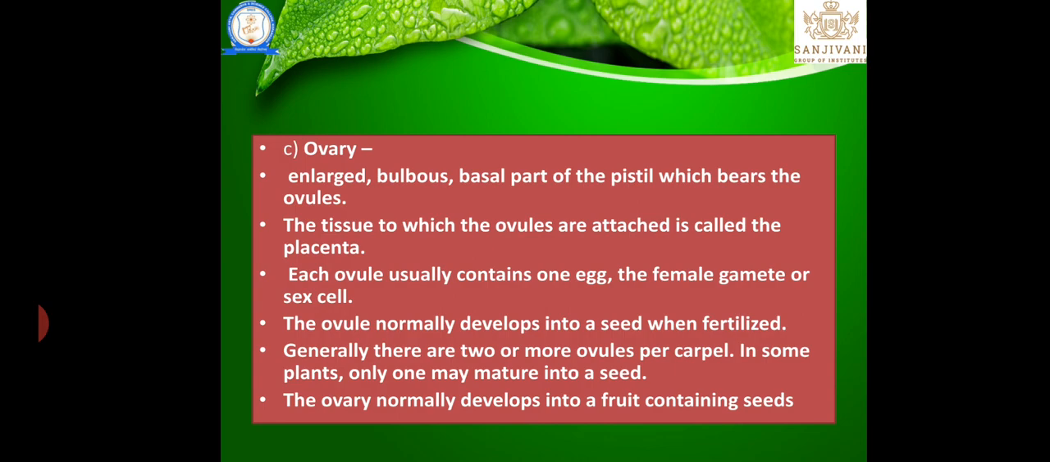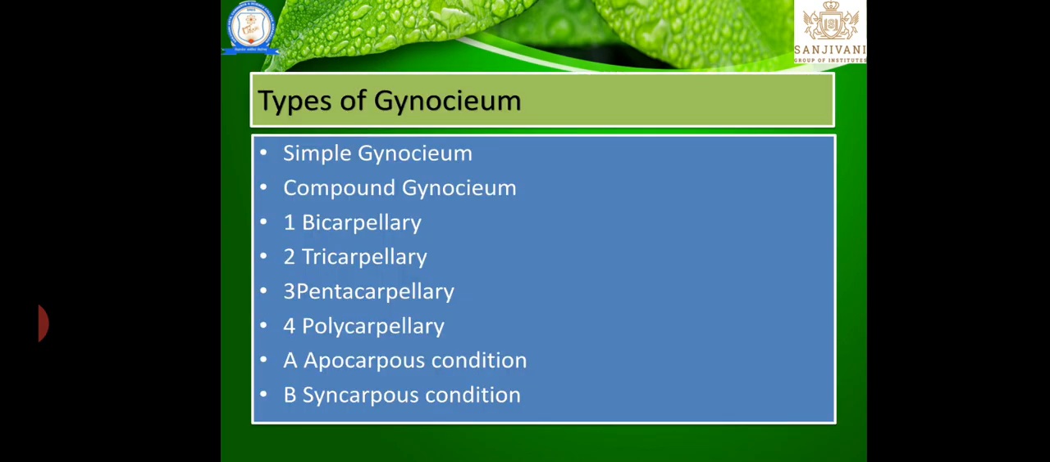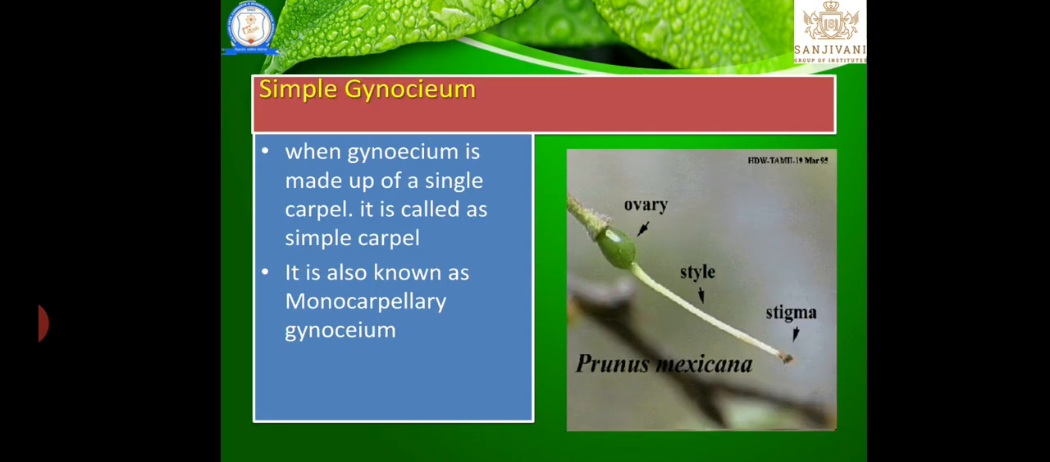The female gametes are sex cells. The ovule normally develops into a seed when fertilized, and generally there are two or more ovules per carpel. In some plants, only one may mature into a seed. Ovary normally develops into fruit containing seeds. Types of gynoecium: monocarpellary, bicarpellary, tricarpellary, pentacarpellary, polycarpellary, apocarpous, syncarpous.